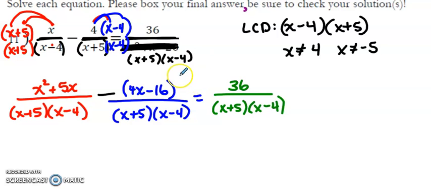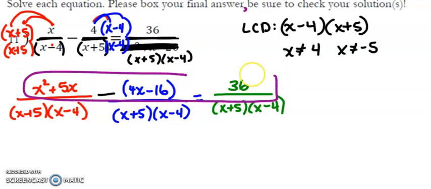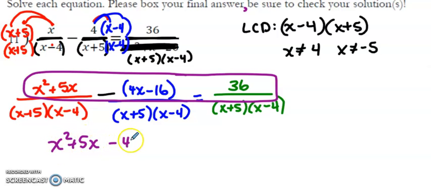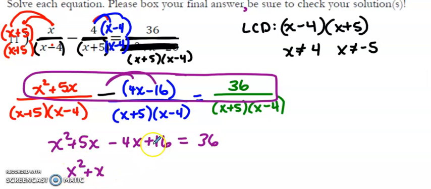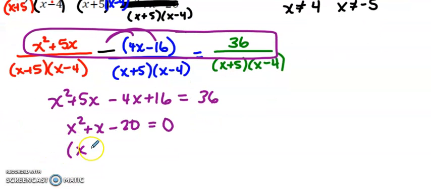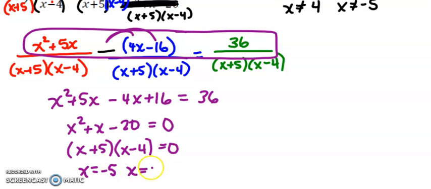So now, because each one of my terms has a common denominator, I get to look at this numerator line as one big equation that needs to be solved. So this will be minus 4x plus 16 is equal to 36, because I just distribute that negative. X squared plus x, 16 minus 36 is going to be negative 20 equals 0. This then, when I factor, I'm going to get x plus 5 and x minus 4 is equal to 0, which means x equals negative 5 and x equals 4.